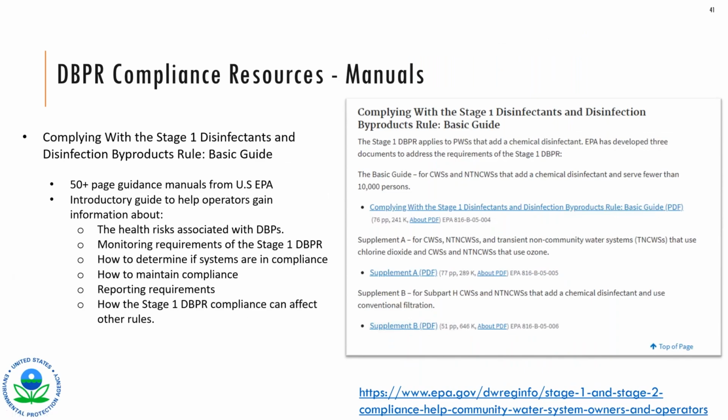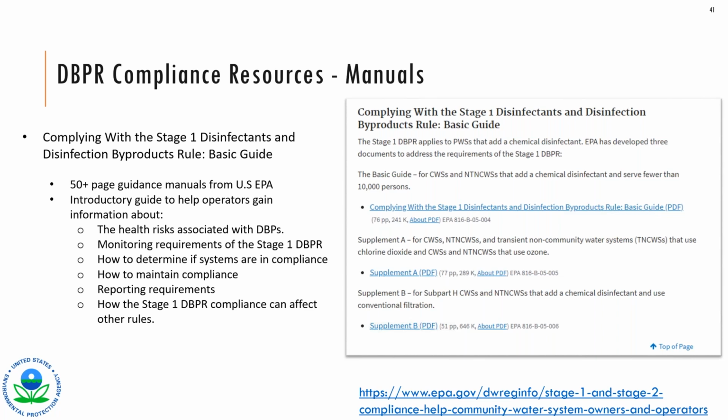Now that I've gone over all the requirements, I'll go over a few manuals that provide more comprehensive information and combine the individual requirements that I covered into a single resource. The first is the Stage 1 DBPR Compliance Basic Guide from EPA. There are actually 3 different guides for Stage 1 DBP compliance, and each guide is catered for different systems using different disinfectants. The first guide, which is their basic guide, which is 77 pages, is for systems using chemical disinfectants that serve less than 10,000 people.